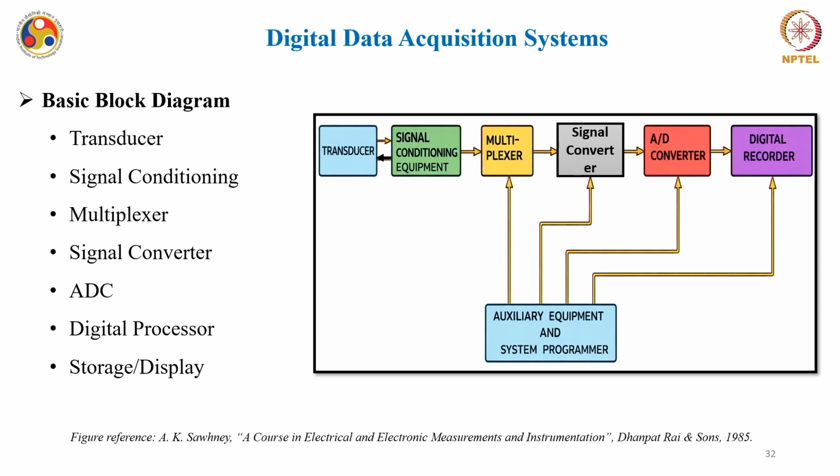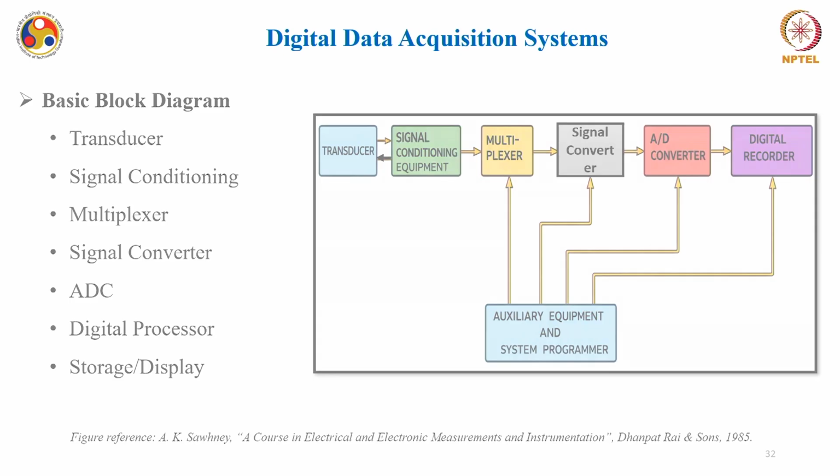The basic block diagram of a digital data acquisition system looks something like this. You have the transducer, signal conditioning equipment, multiplexer, and AD converters. Depending on the frequency, you have a sample and hold circuit also. You have a digital recorder, and this is all connected through auxiliary equipment and a system programmer.